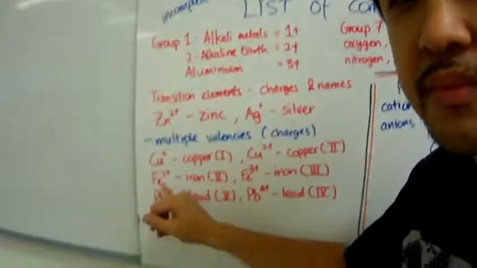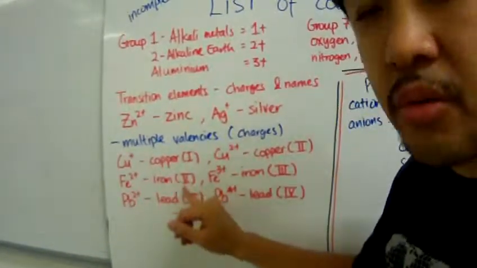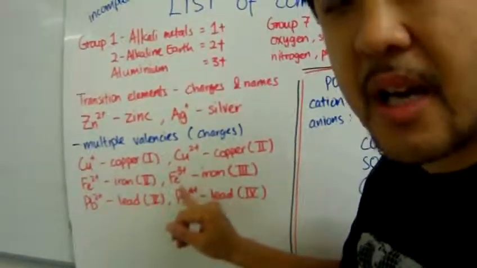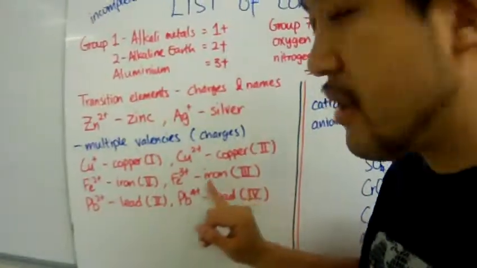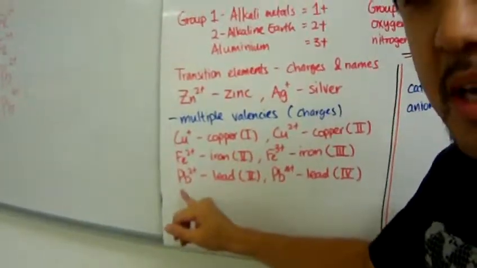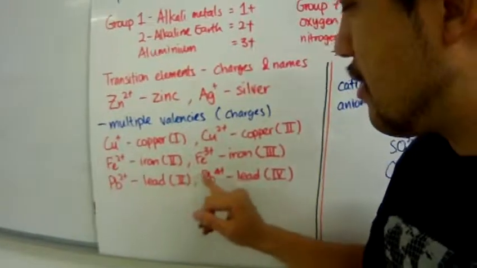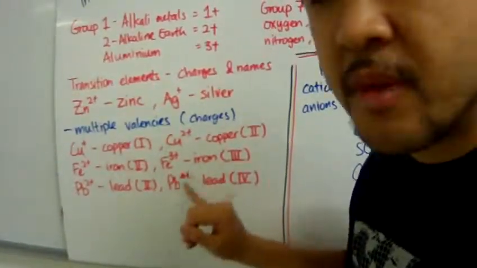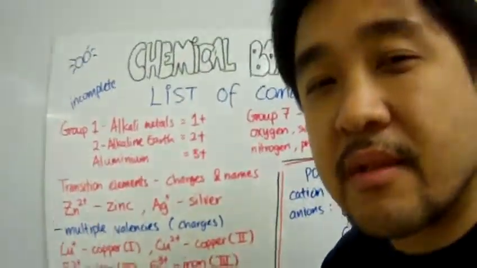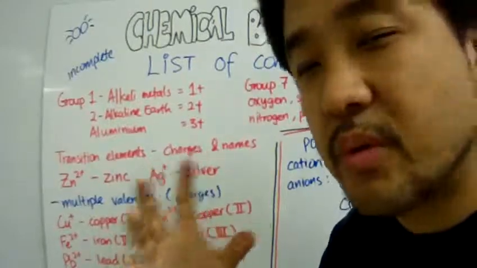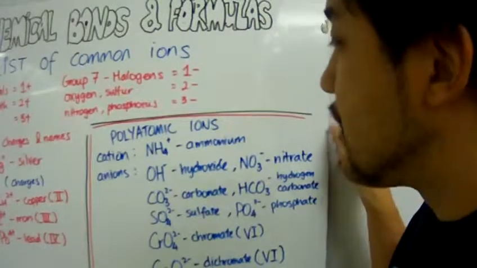Iron 2+ will be written as iron Roman numeral 2. Iron 3+ will be written as iron Roman numeral 3. Lead 2+ will be written as lead Roman numeral 2, and lead 4+ will be written as lead Roman numeral 4. Now, how do all these things come together? We will talk about that in future lessons.